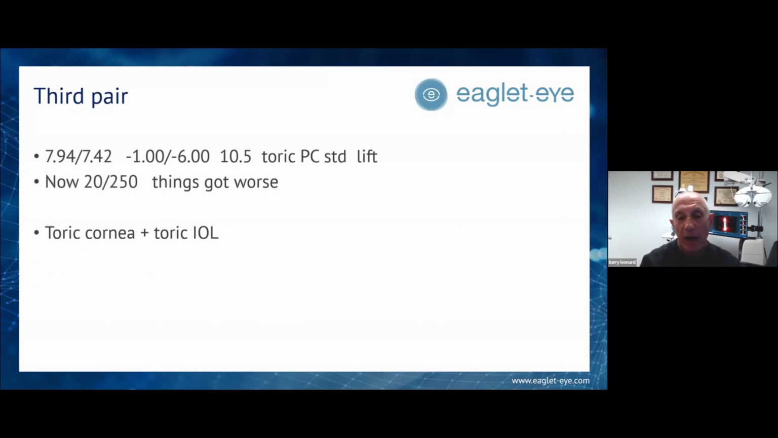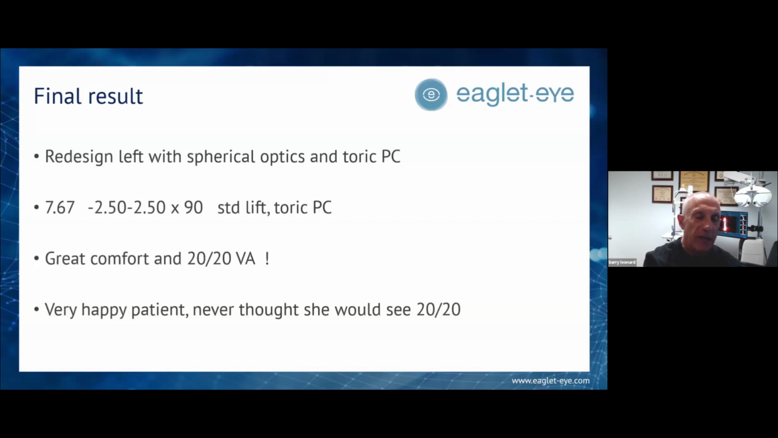And now more and more, as my keratoconic patients are aging up, they're going to need cataract surgery, and what kind of lens is going to get in there? Generally, a toric IOL is just going to cause more problems than not. So we sort of redesigned things. We're back to some spherical optics and a toric PC, and now we got back to the 20/20 VAs and very comfortable. And she never thought she'd see that way.